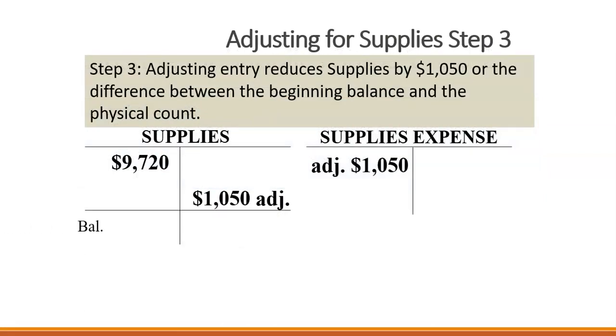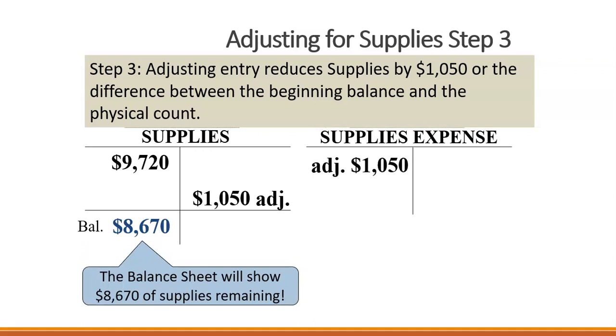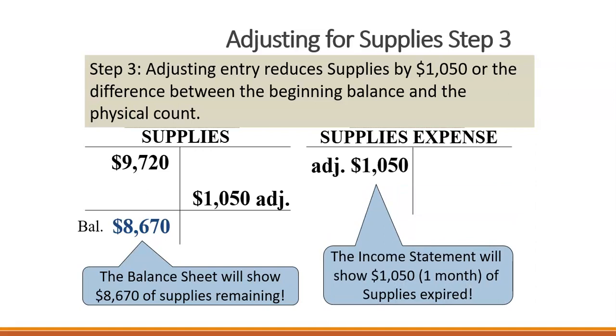So it's the difference between what we had in stock, the 9,720, and what our balance is of that, 8,670. So we have an adjustment of 1,050 that says we used supplies up during the month. That becomes a supplies expense, which ends up on our income statement. So the balance sheet will show that we still have supplies remaining, and the income statement will show 1 month of supplies expense.